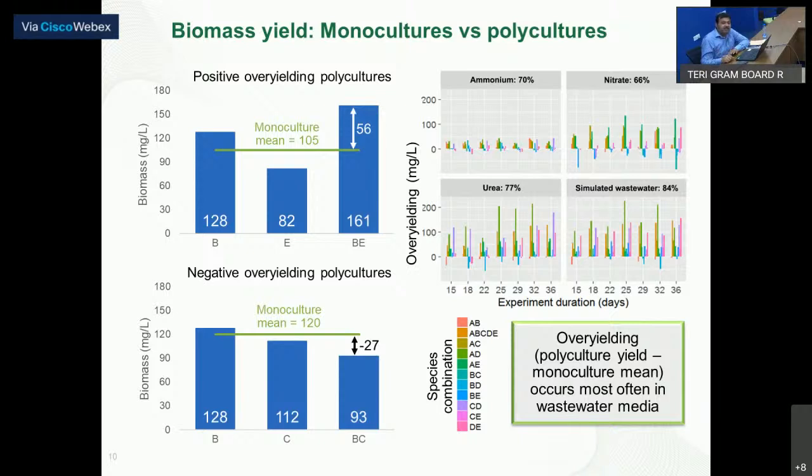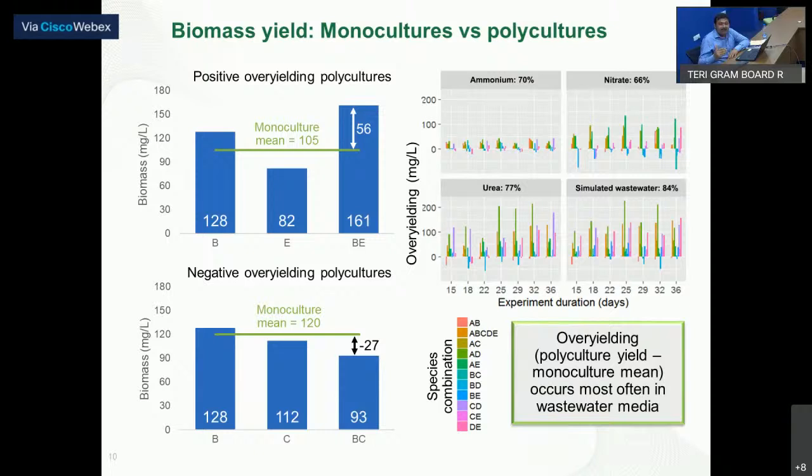Just as an example, when you are growing species B, it gives 120 milligram per liter. When you are growing species E, it gives 82 milligram per liter. So the mean of these 2 species is 105 milligram per liter. But when you are growing species B and E together, you are getting 161 milligram per liter. So compared to your monoculture, it is 56 milligram per liter higher. We put that value, 56, on the right-hand side of the graph, above the 0 line, which means positive overyielding.